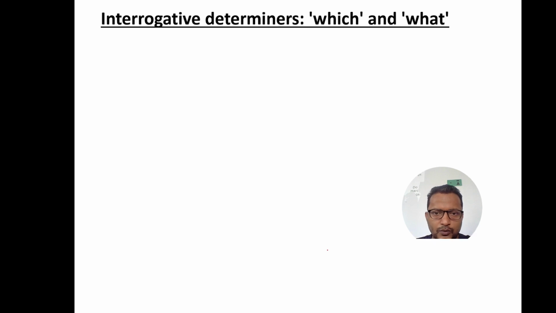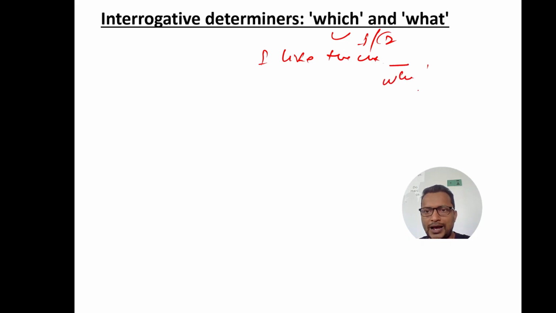Now we will learn what the implications are. Most important would be the interrogative determiners, where to use which and what. Expect at least one or two questions in the real exam. Like, for example, the question will come like this: I like the city dash which or what is very beautiful. Now you will say which or what, depending upon the context, right? Depending upon the rule you need to use. So that's why we are learning it, which or what.